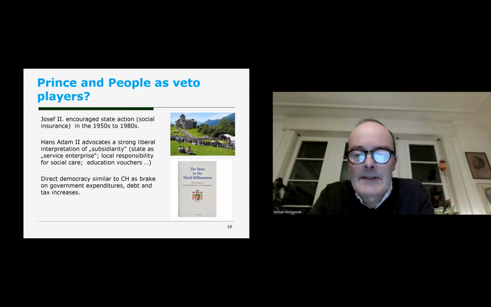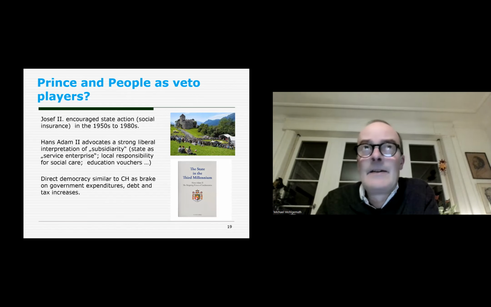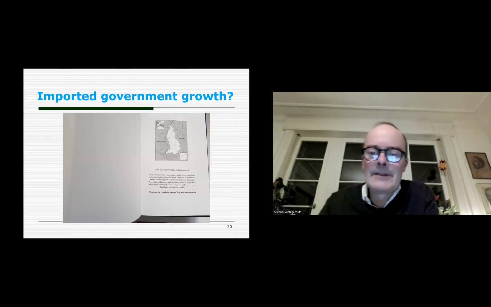The Prince Hans Adam has published a book which I find interesting, and you can get many interesting quotes from it in my book, on the state in the third millennium, where he makes a very strong classical liberal case in favor of subsidiarity of the state as a service enterprise, and of local responsibility for social care, for education, vouchers, pretty much like a compassionate libertarian minimal state kind of concept that he developed.